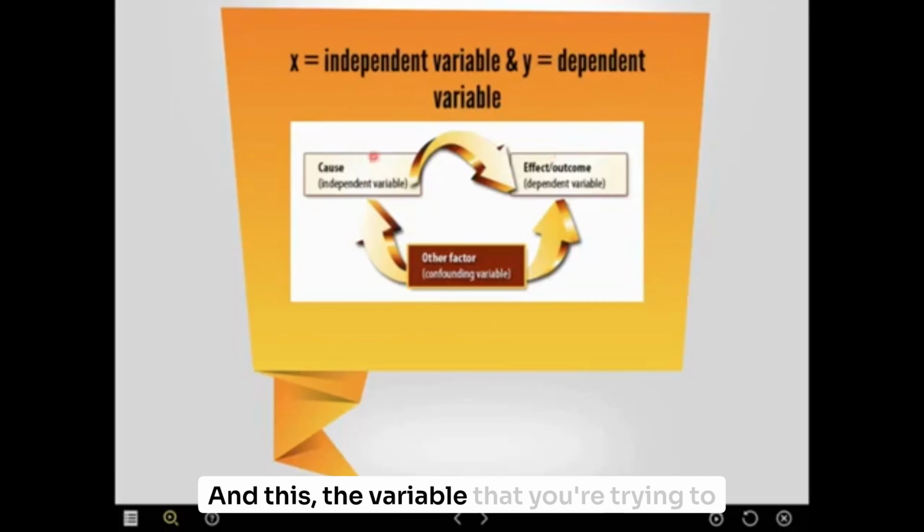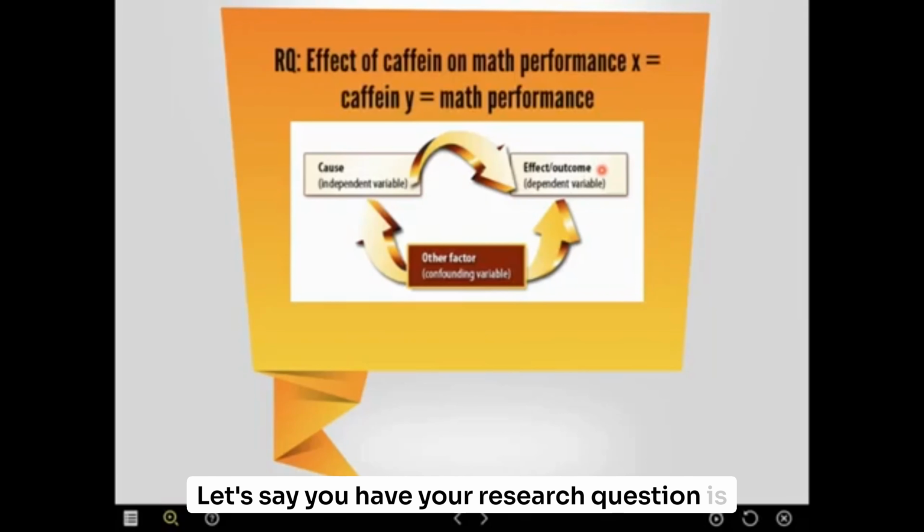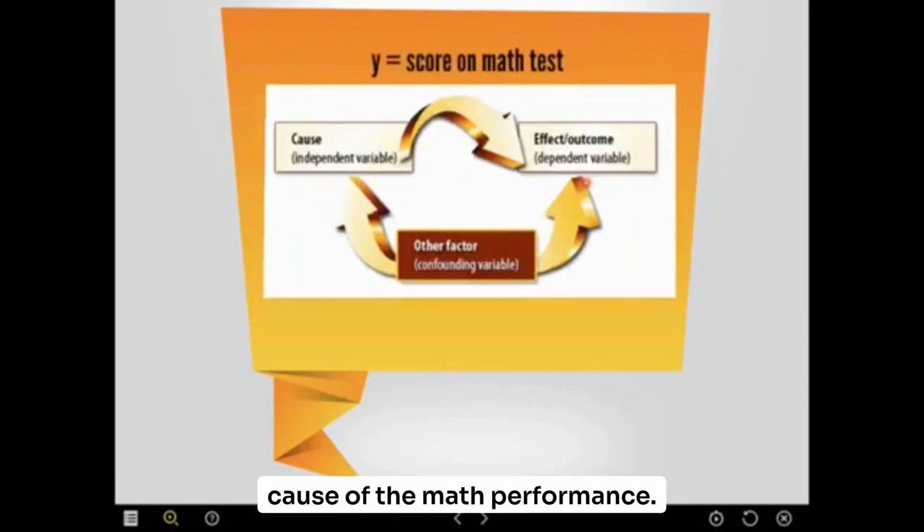The variable that you're trying to find out whether it's a cause or not is called the independent variable. Let's call it X. The variable that you're finding the effect of the cause on is the outcome or effect variable, which is the dependent variable. So X is the independent variable and Y is the dependent variable. Let's say your research question is whether caffeine affects one's math performance. Let's call the X variable caffeine and the Y variable math. So you're trying to see if caffeine is the cause of the math performance. The Y would be the score on a math test you would give to individuals.